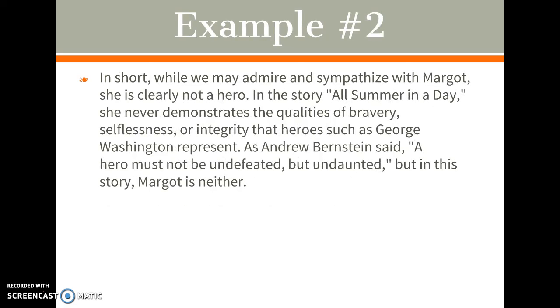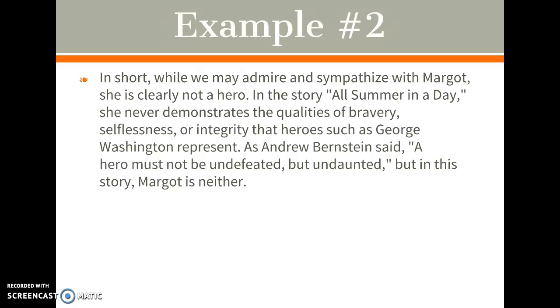Here's another example. This essay prompt was analyzing whether or not Margot from the short story All Summer in a Day was or was not a hero. In short, while we may admire and sympathize with Margot, she is clearly not a hero. In the story All Summer in a Day, she never demonstrates the qualities of bravery, selflessness, or integrity that heroes such as George Washington represent. As Andrew Bernstein said, a hero must not be undefeated, but undaunted. But in this story, Margot is neither.